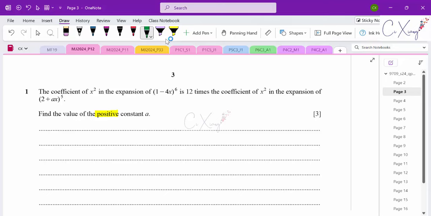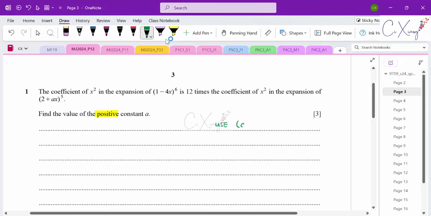To expand any binomial bracket, as an example, we use the general formula where if you have (a + b)^n, the general formula for any particular term is nCr, a^(n-r), then b^r. And for our question here, they are focusing on the coefficient of x squared.